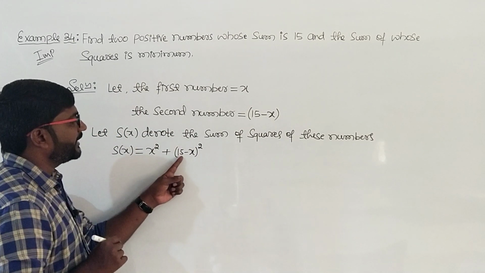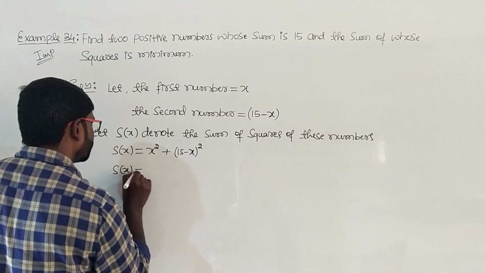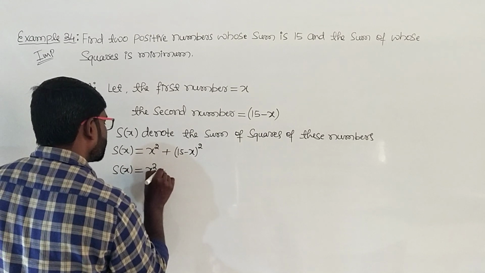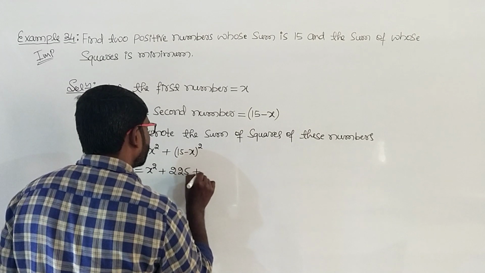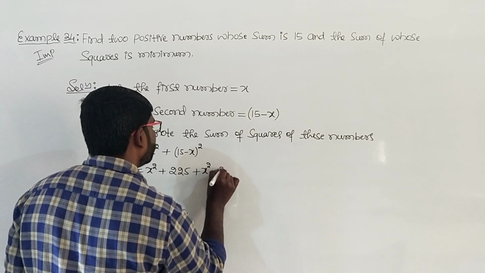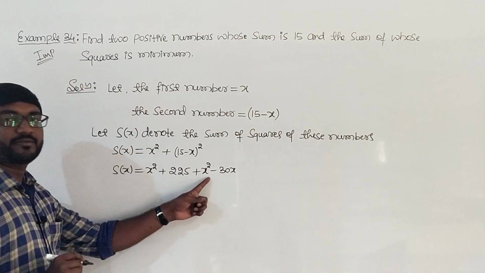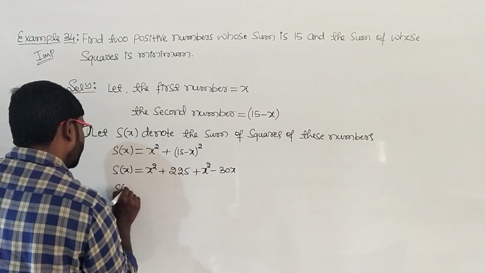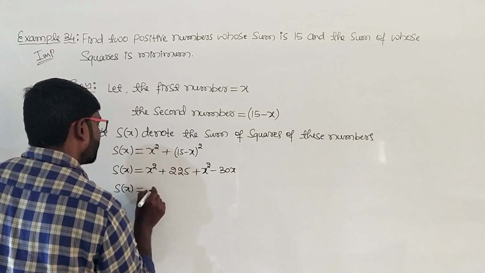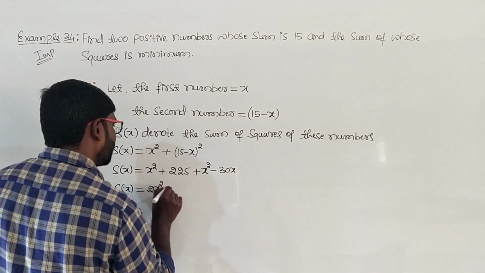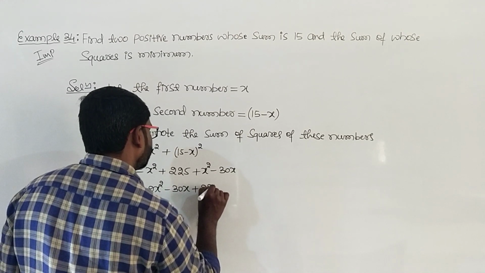So this is in the form of a minus b the whole square. Let us expand this. S of x equals x square plus 15 square, which gives 225, plus b square, which is x square, then minus 2ab, which is 30x. Then x square plus x square is 2x square. S of x equals 2x square minus 30x plus 225.